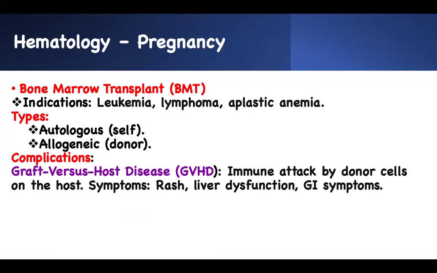Bone marrow transplant is indicated for patients that have lymphoma, leukemia, aplastic anemia, anything that has destroyed the bone marrow, right? It can be from yourself or from another person, right? Number one, your board will ask you about graft versus host. That means I give you something and we're fighting. So you receive a bone marrow transplant and your body is fighting against it. Graft versus host disease is an immune attack by the donor cells on the host. So they're going to have rash, liver failure, and GI symptoms. That is bad. It's a sign of rejection.